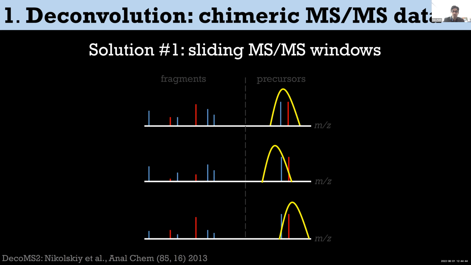And we can do the same sort of experiment where we slide the MSMS isolation window to the right. And you can see now we capture much of the red precursor, but we're not capturing much of the blue precursor. And so you can slide the MSMS window around and you can look for fragments that go up or down in concordance with one another and use that to associate fragments to one particular precursor. And this is a solution that we wrote a software package to do about 10 years ago called DecoMS2. And it works pretty well if you're using sliding MSMS windows.